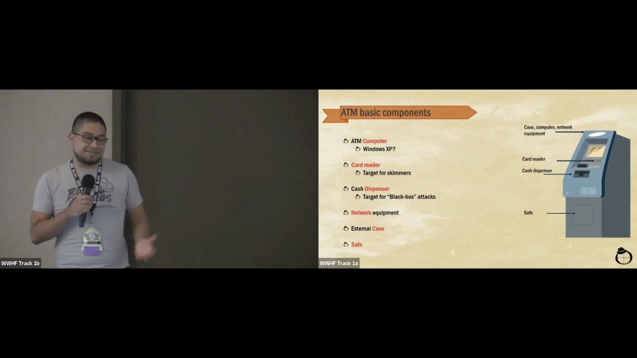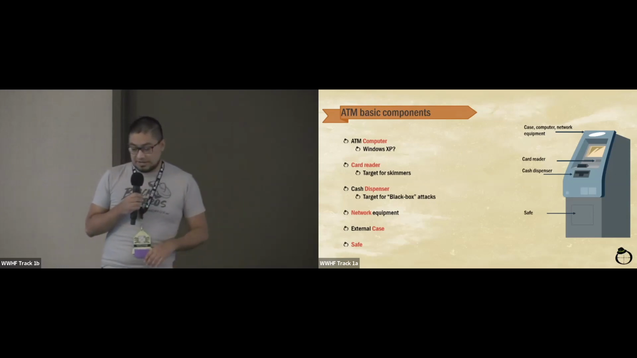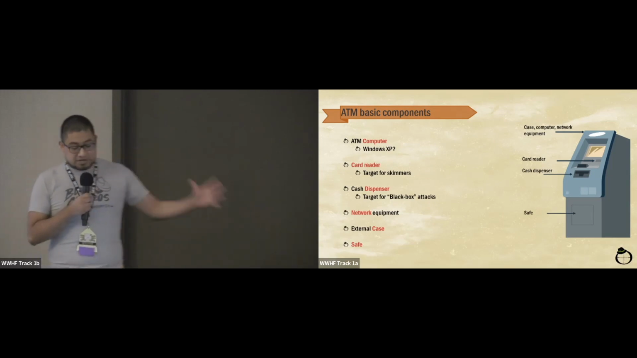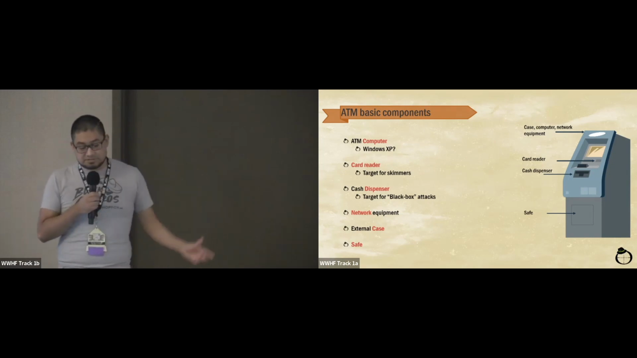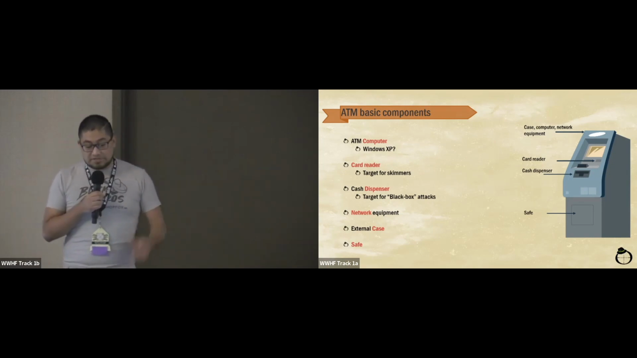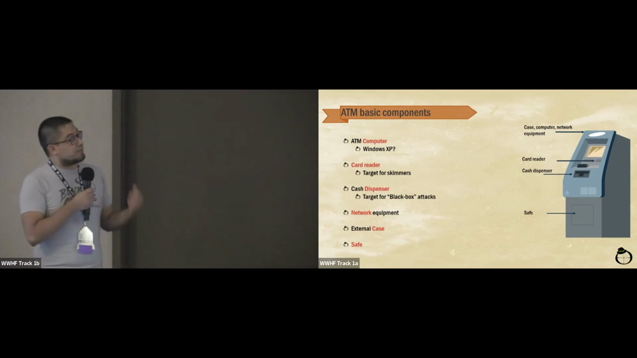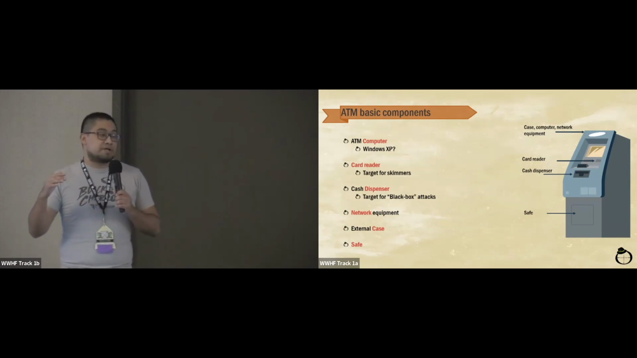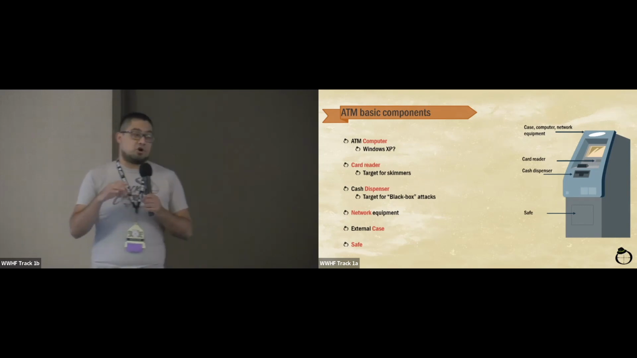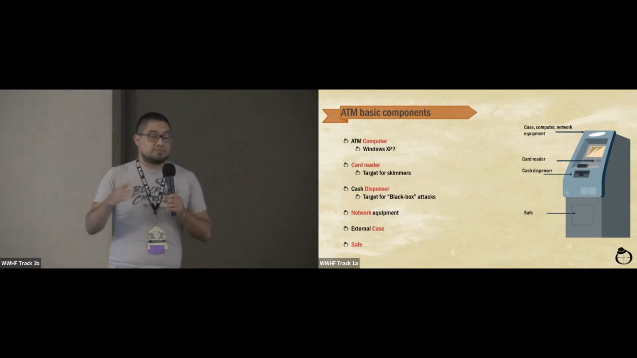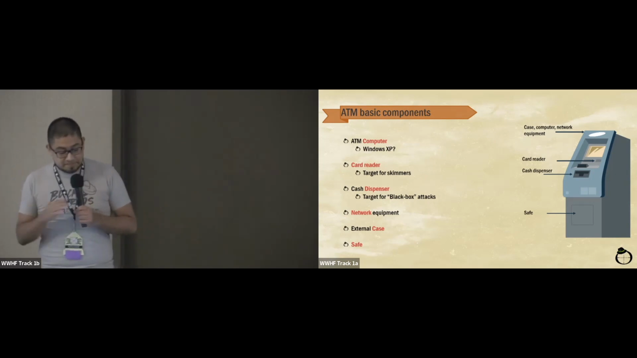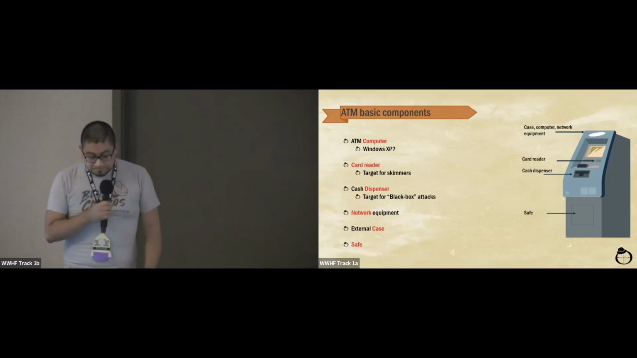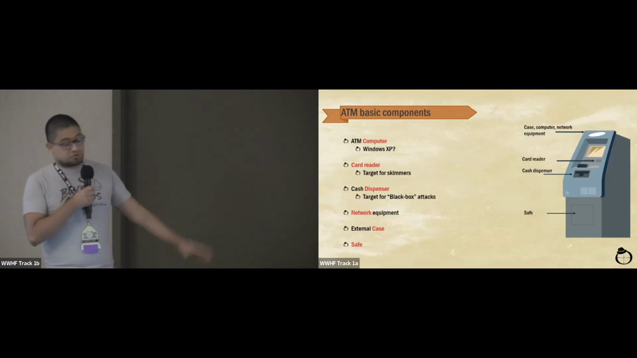So that is a misconception that I want to let you know. We have the computer in the ATM. We have the card reader, which is the target for the skimmers that we all know. We have the cash dispenser, which is the target for black box attacks that I will talk about later. We have the network equipment, which is normally stored in an upper cabinet, for example, in standalone ATMs. We're going to see those types of ATMs later. We have the external case, which protects the ATM. And we have the safe where we store the money.